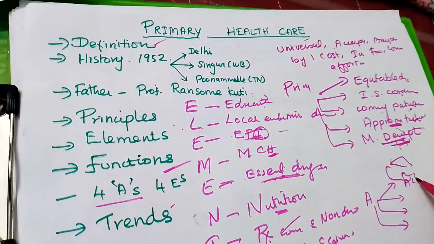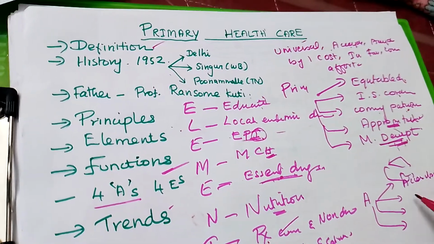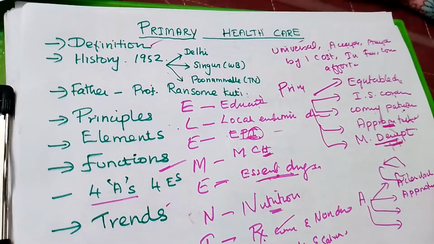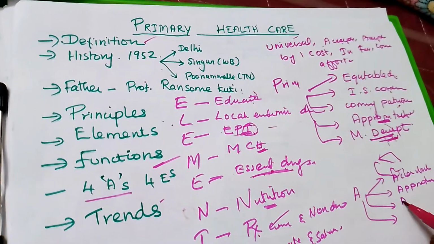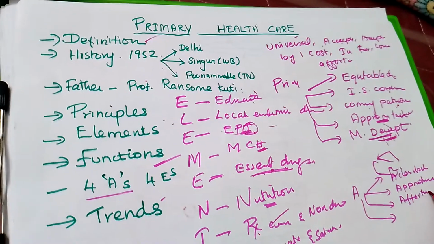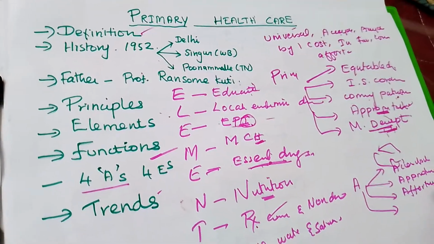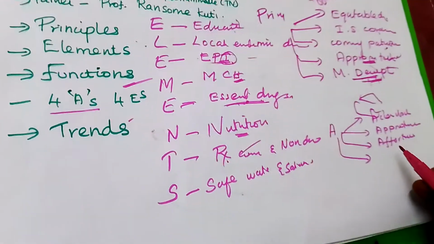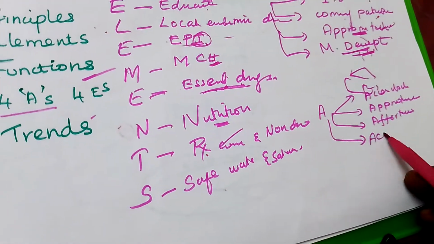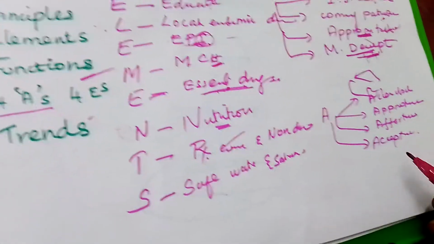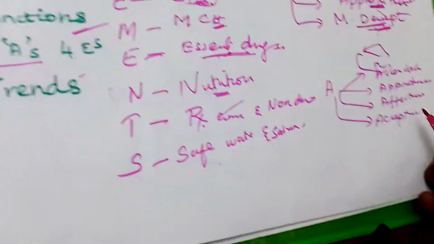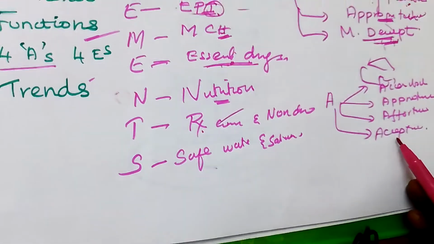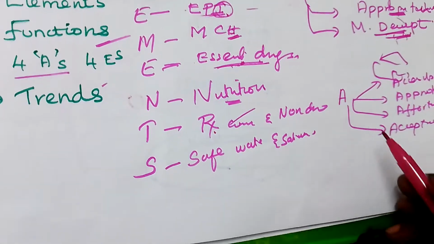So you can write accessibility, appropriateness, and then affordability. What I told you in the beginning: affordable, what the country or the community can afford, how much I can afford. Then acceptability: how much I can accept it. I cannot give leech therapy; it should be acceptable by the people, and the country or community can bear the cost.